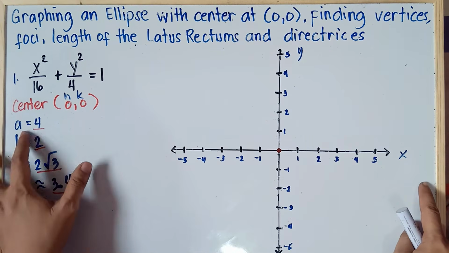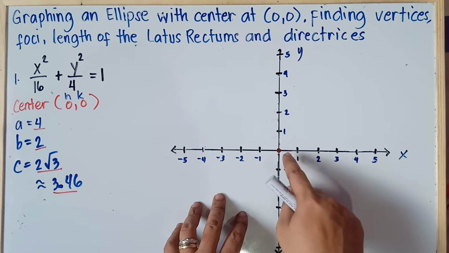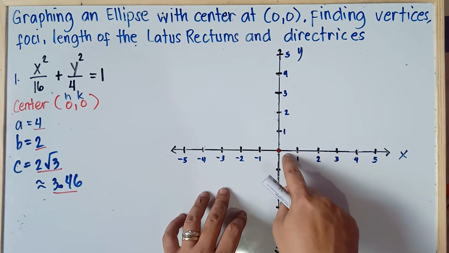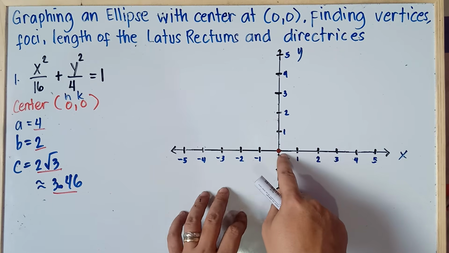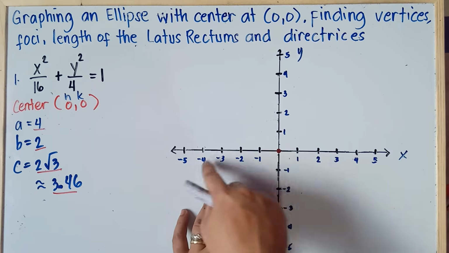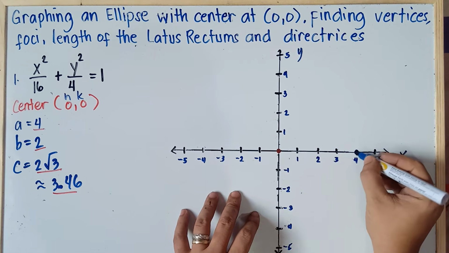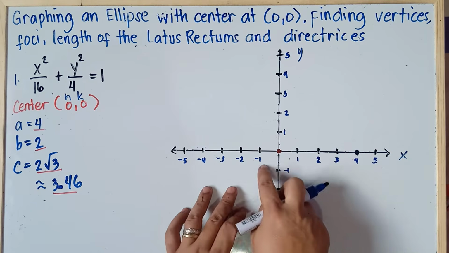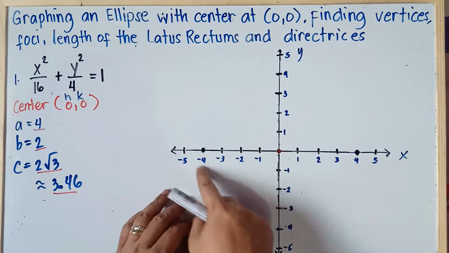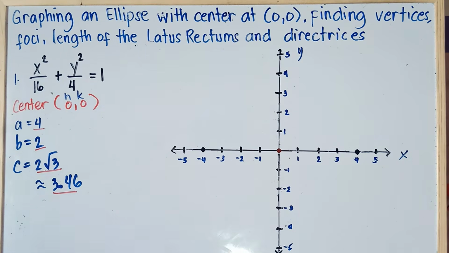So our a is 4, therefore we move 4 units to the right, starting from the center. Always remember this one, class: you start at the center. Our center is at (0, 0), the origin. So you move 4 units to the right and another 4 units to the left. 1, 2, 3, 4. This will be our first vertex. And then 1, 2, 3, 4, our second vertex. So these will be the vertices with regards to the major axis.